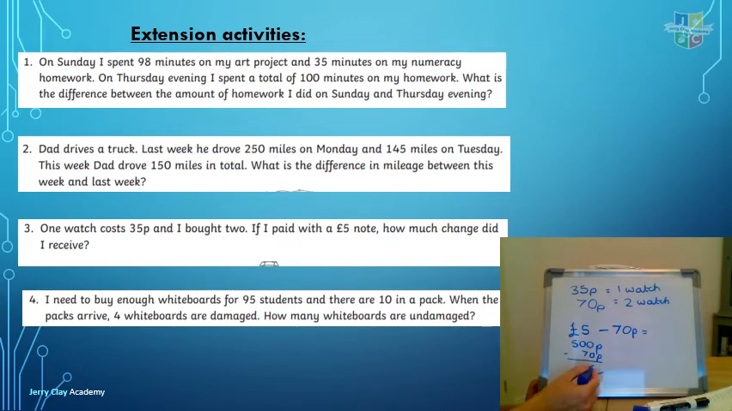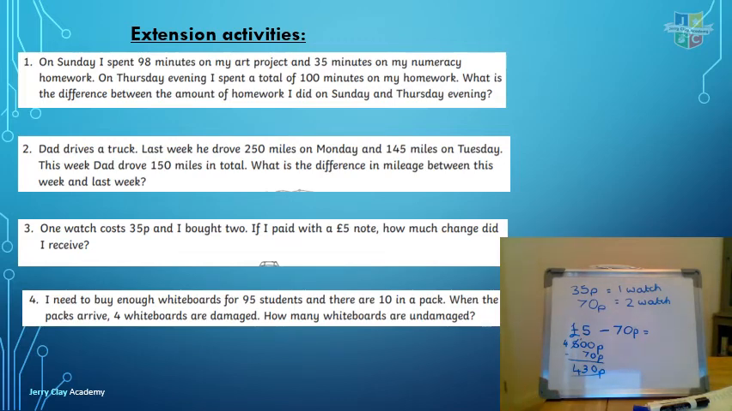0 take away 0 is 0. 0 take away 7 you cannot do, so I'm going to have to exchange to give an extra 10 tens in my tens column. 10 take away 7 is 3. 4 take away nothing is 4. So she had 430 pence left.